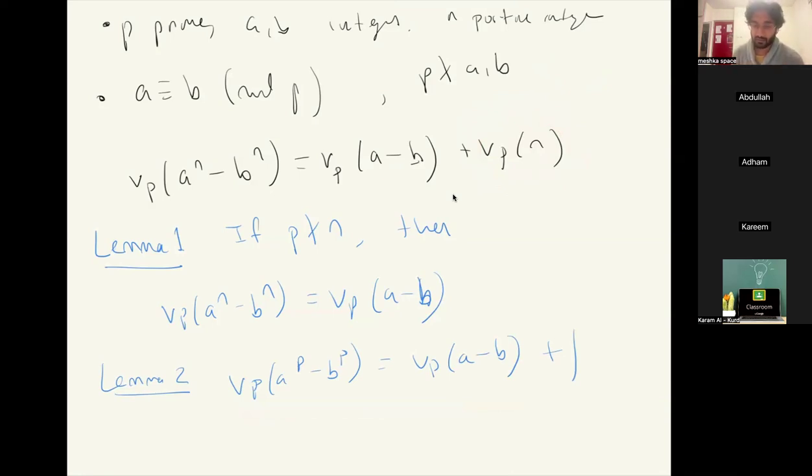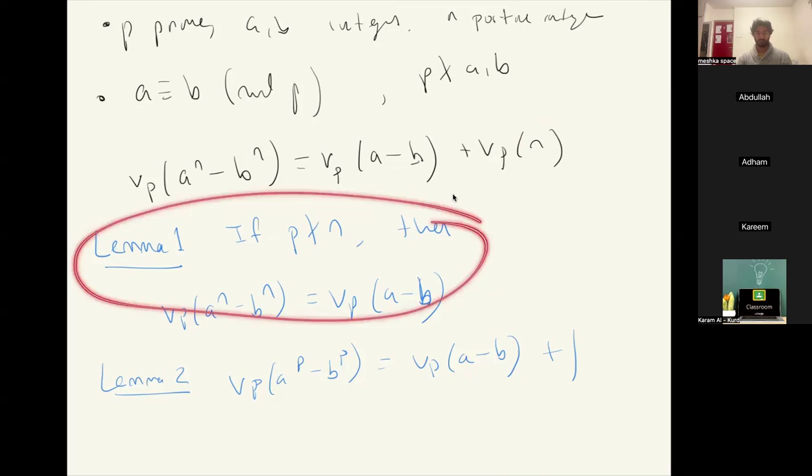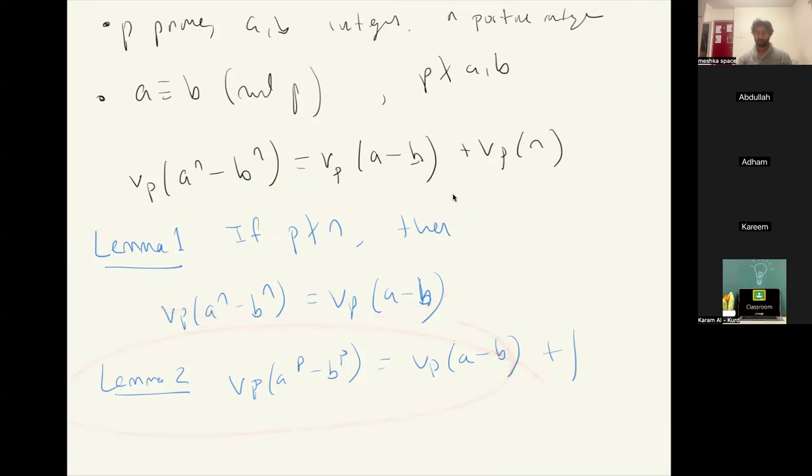So we do the induction on Vp of n. That's right. The induction is on Vp of n, and you can see, right? So this is the base case, Vp of n is 0, and this is the inductive step. Make sense? Yes.